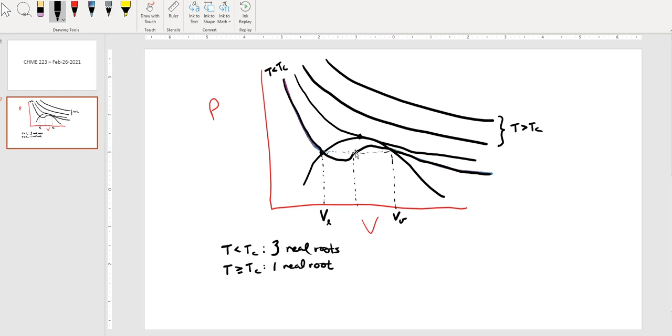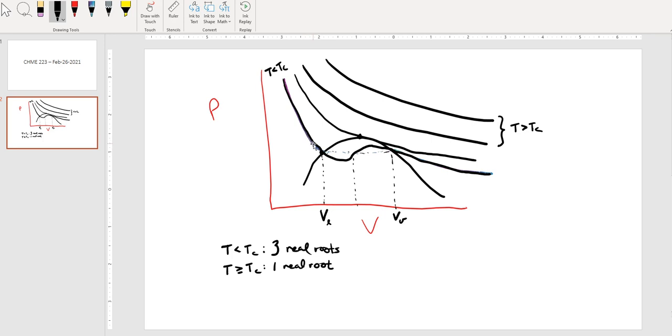This medium-sized root is no good. It has no physical meaning whatsoever. It's the wrong answer. And so that's important depending on what your search algorithm is. You may have learned some simple ones like Newton's method and things like that.